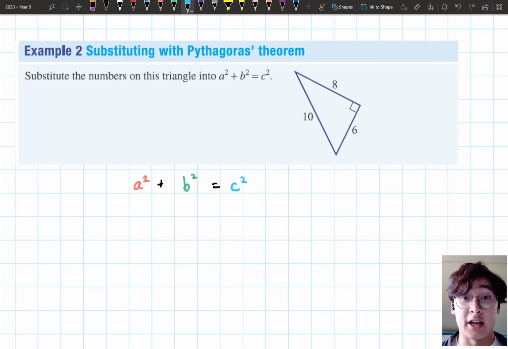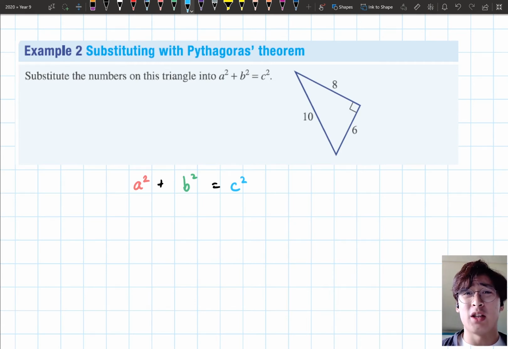Okay, I've written my equation here. What do I need to do? Well, I just need to figure out what A, B, and C are. Let's have a look. As I said before, I'm going to start off by finding the hypotenuse. The hypotenuse is just the longest side of my right angle triangle. It's the one that's slanted. And it's also the one side that is directly opposite my right angle.